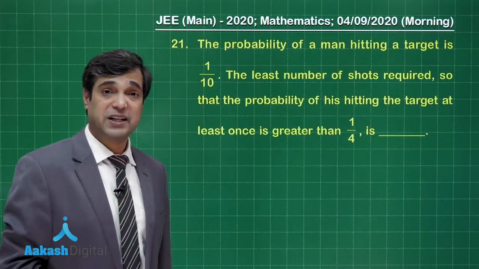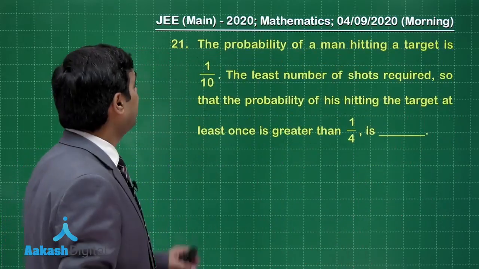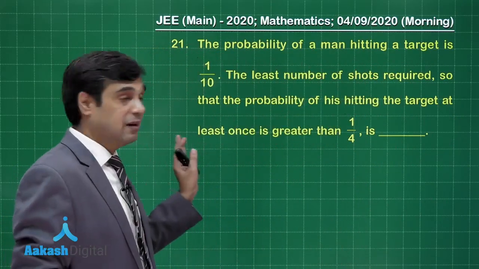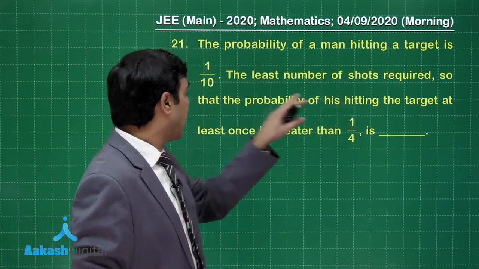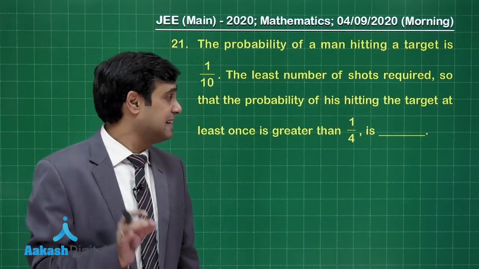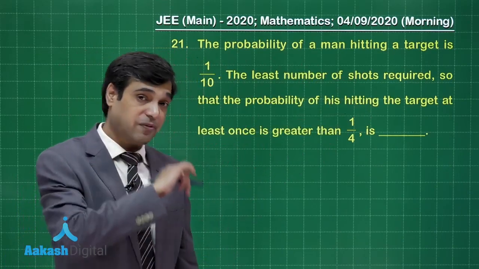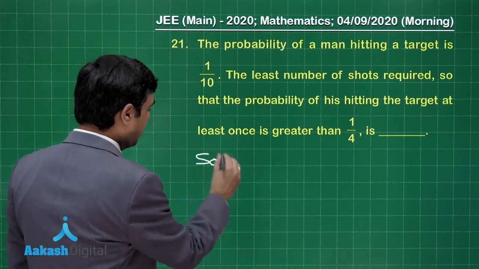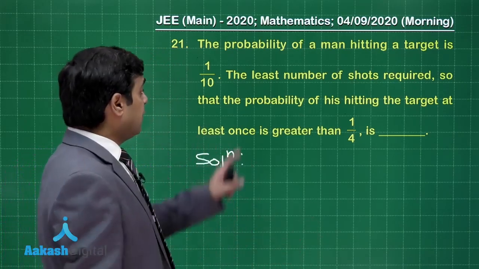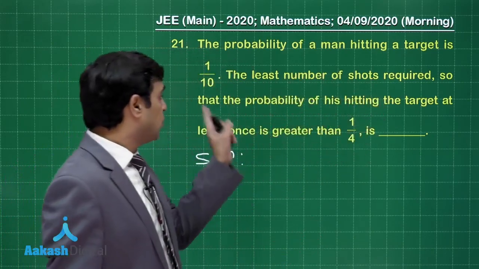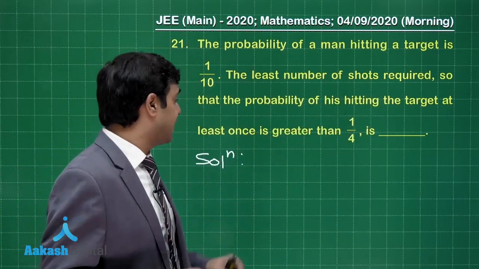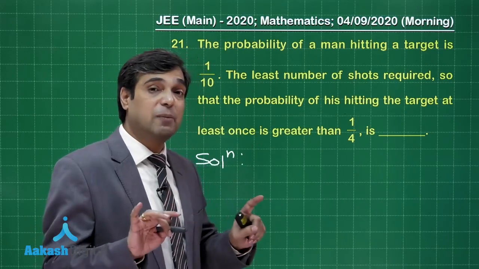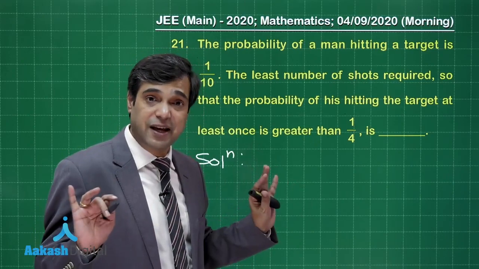Time to take up the next question, that is question number 21. The probability of a man hitting a target is 1 by 10. The least number of shots required so that the probability of his hitting the target at least once is greater than 1 by 4. Let's try this question from probability. Least number of shots required so that the probability of his hitting the target at least once. Hitting the target at least once meaning total minus never hitting. This is clear? All right.